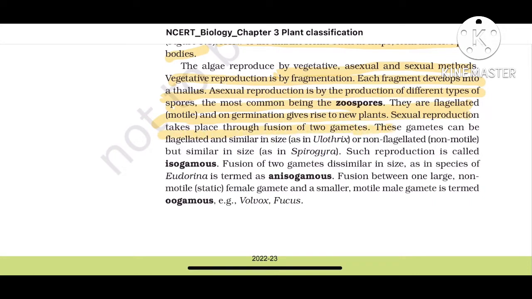These gametes can be flagellated and similar in size as in Ulothrix, and non-flagellated, non-motile, but similar in size as in Spirogyra. Such reproduction is called isogamous. Fusion of two gametes dissimilar in size as in species of Eudorina is termed as anisogamous. Fusion between one large non-motile static female gamete and a smaller motile male gamete is termed oogamous. For example, Volvox and Fucus.